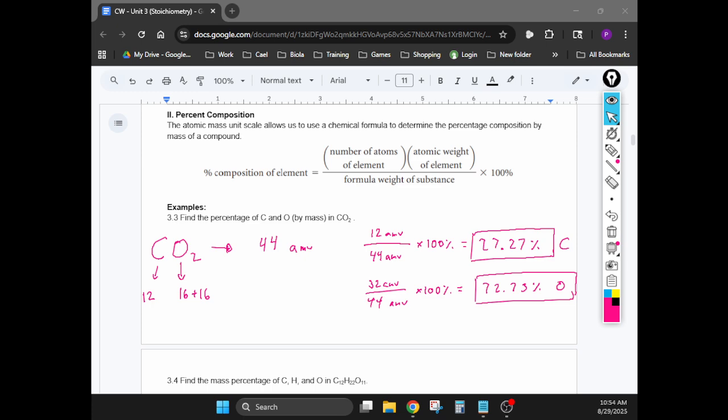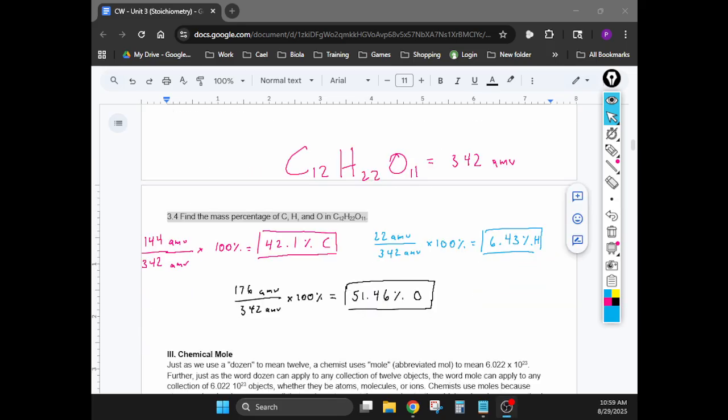All right, any questions on 3.3? Okay, let's have you guys try 3.4 on your own. You can work with the person next to you. If you want to split it up, you can as well.